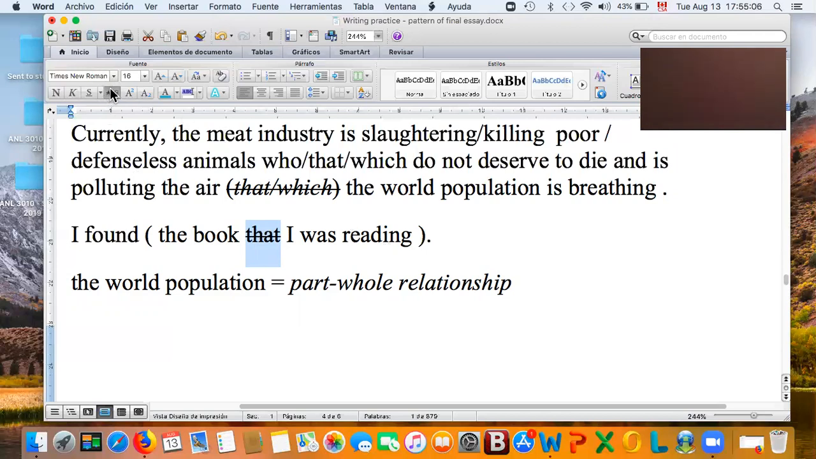I have another way of signaling that. In linguistics, what we do, in language learning, not just theoretical linguistics, any language learning, we use the parentheses like this. And we use the parentheses to mean that the material inside the parentheses is optional. So I found the book (that) I was reading. The meat industry is polluting the air that we breathe. The meat industry is polluting the air we breathe.